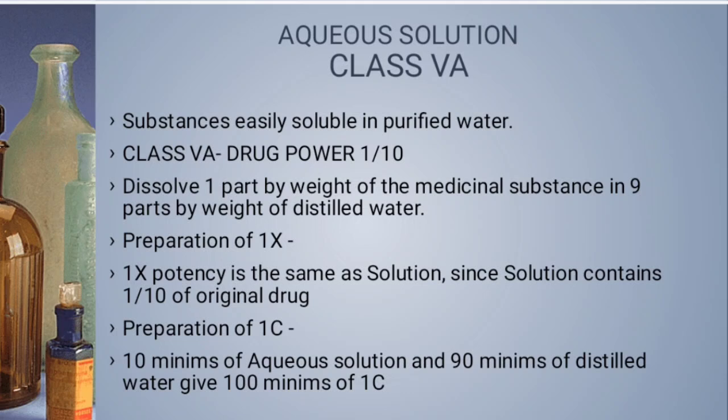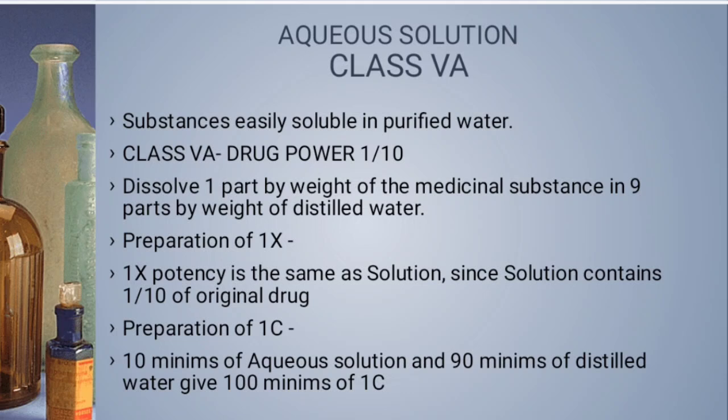Coming to the potentization part, potentization is the same as class 4, but the vehicle is different because we are using purified water here. So for the centesimal scale, we will take 10 parts of the mother solution, because the power is 1 by 10, and for the centesimal scale the strength is 1 by 100. So we will take 10 parts of the mother solution and 90 parts of water, and we will give 10 downward succussions and we will get the first centesimal potency in class 5A.